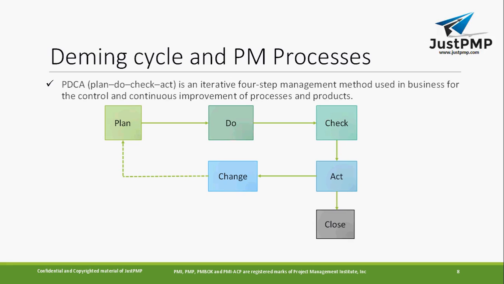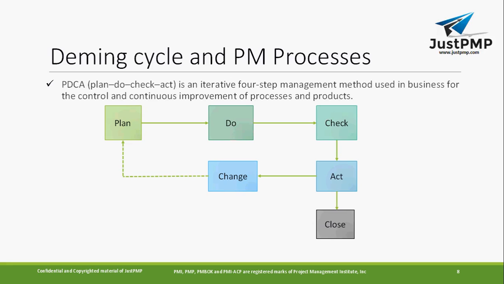Plan. So anything you want to do in the project, you'll definitely do the planning part. Then you implement it, and then you see whether you have done it successfully. You check it, and then you act on it. So here, it is an iterative 4-step management method used in business for control and continuous improvement of the process and product.